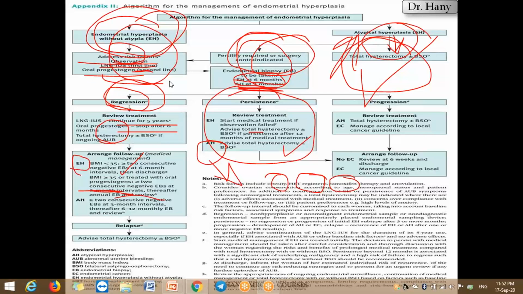So this is an RCOG trick to see what you are thinking about. Okay? So endometrial hyperplasia without atypia, with treatment for 1 year, even if it is a step down from atypical, but persistent hyperplasia, remove the uterus. If progressed, you will be in the cancer center. Review the histology: atypical hyperplasia, remove; endometrial cancer, managed according to the cancer guideline.